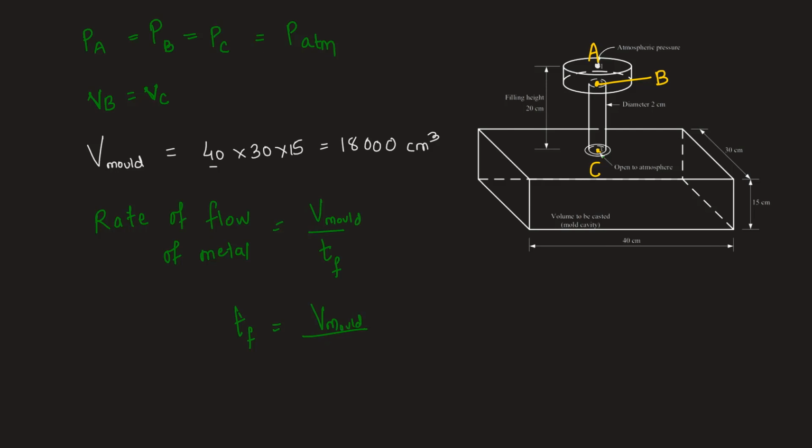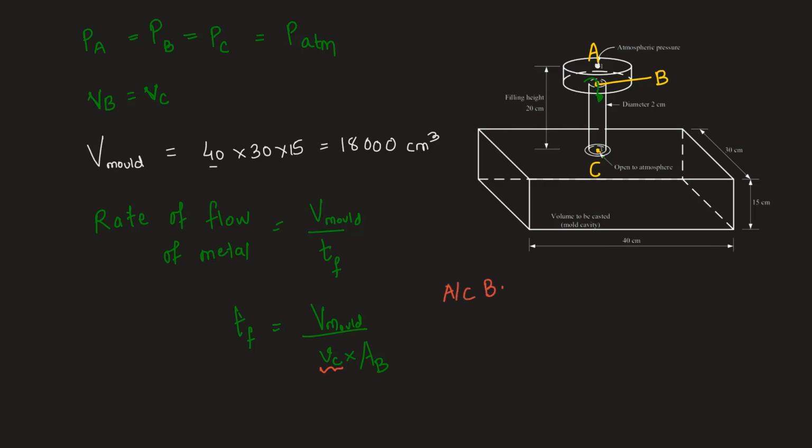Rate of flow of metal can be found out using the velocity at point C into the cross-sectional area to which the flow direction is perpendicular. Of course, we have to take the area at point B, because metal is entering through this pipe in order to enter the casting mold. Now we need to find out this velocity at point C. To find this, we will use Bernoulli's equation.